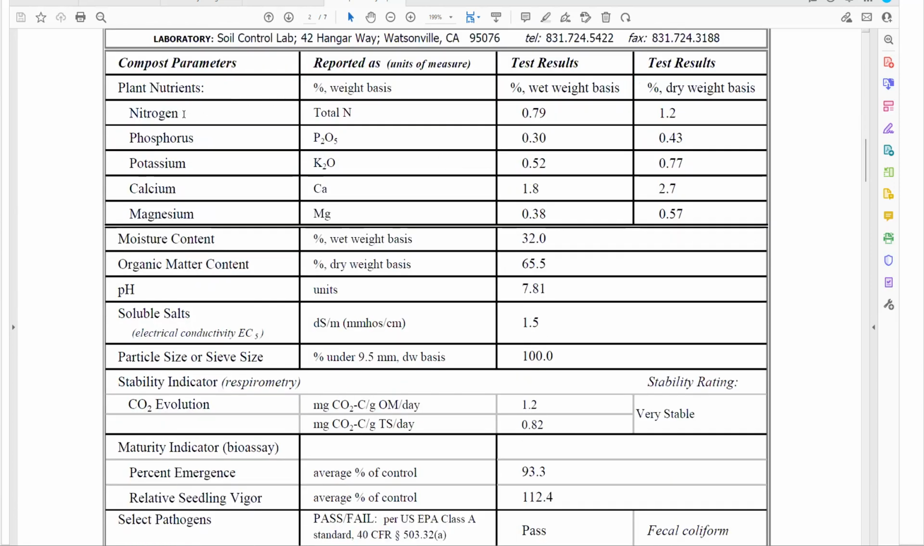It also gives us a nutrient analysis. Okay, so percent by dry weight was 0.79% nitrogen, 0.3 phosphorus, 0.52 potassium, 1.8 calcium, high in calcium, 0.38 in magnesium, right? Only one that's not showing up here is sulfur, right? But remember, these are our primary macronutrients, right? And so it gives us a breakdown of what's actually in that compost. And there's nutrients in the compost, and that's why I'm giving it to you as an alternative to chemical fertilizers.